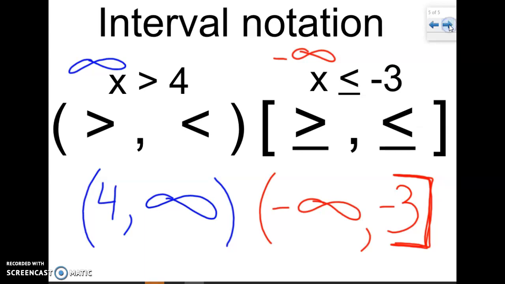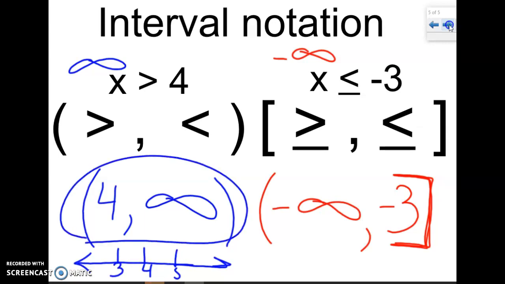Just to show you the graph of these real quick, and I do mean quick, I'm going to quickly put down a number line, throw 4 in the middle here. How about 5? How about 3? And if this was all that we were given, 4, comma, infinity, it would be an open circle because of the parenthesis and then shaded towards the positive side, to the larger side. So everything's going to be getting bigger, approaching positive infinity.